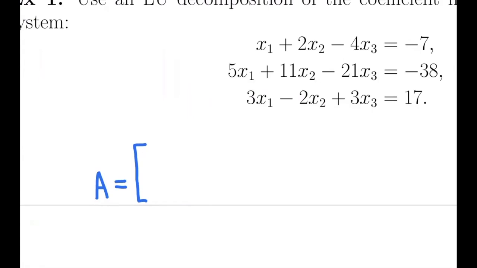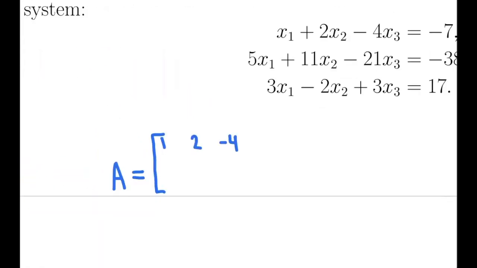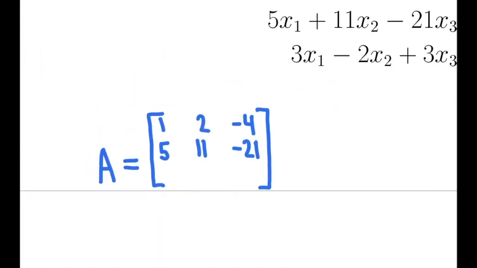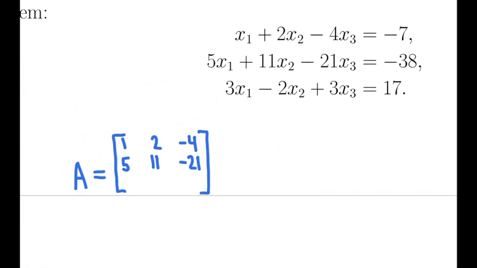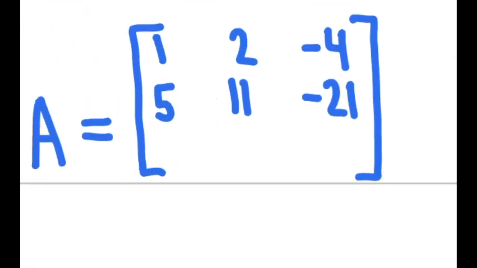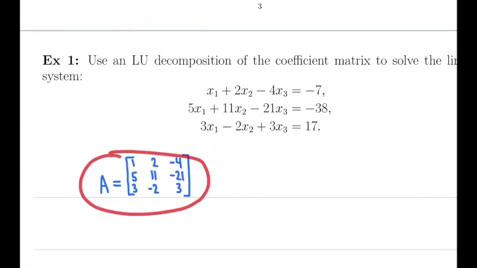1, 2, and -4. I guess I'll do the second row: 5, 11, and -21. And then you can just say the last row: 3, -2, and 3. Exactly. So that's the coefficient matrix.